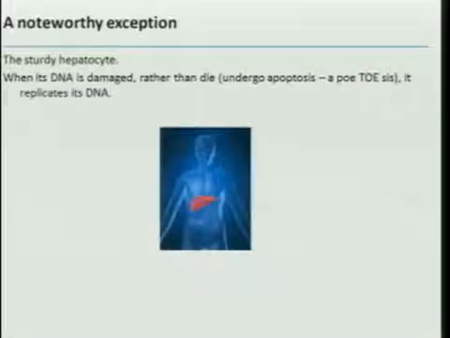Now, there is an interesting and noteworthy exception. There is one specific cell type in your body that replicates its DNA, but does not divide itself. And that's the sturdy hepatocyte, which is the cell of the liver. When its DNA is damaged, it does something very different from most cells. What most cells do when their DNA is damaged, at least in you and I, is they undergo programmed cell death, apoptosis. Learn for life to pronounce this word with the second P silent, apoptosis.